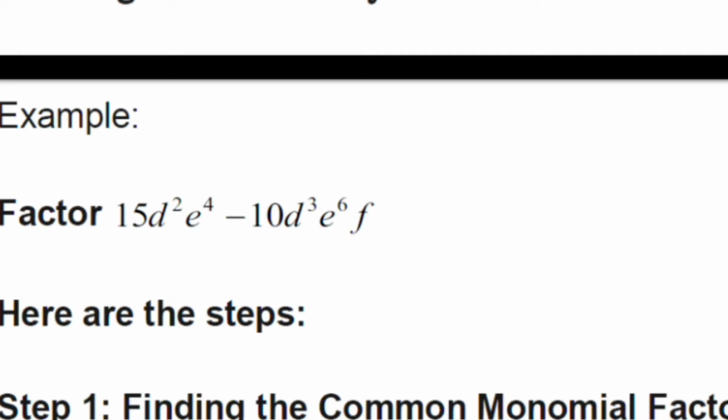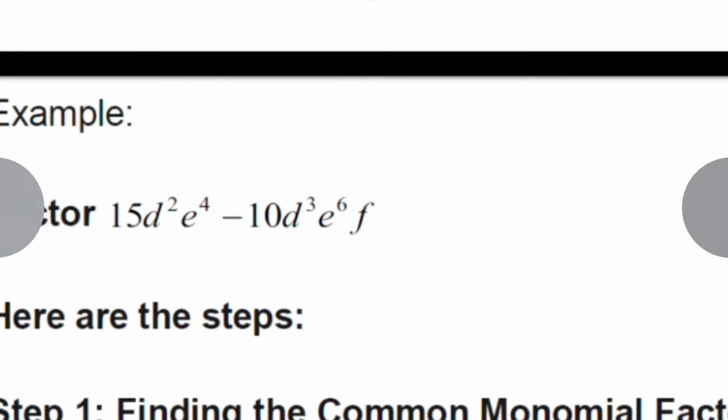Next slide. This is the example now: finding factors of a polynomial. Factor 15d squared e to the 4 minus 10d cubed e to the 6 f. When I solve this, I will insert another video.